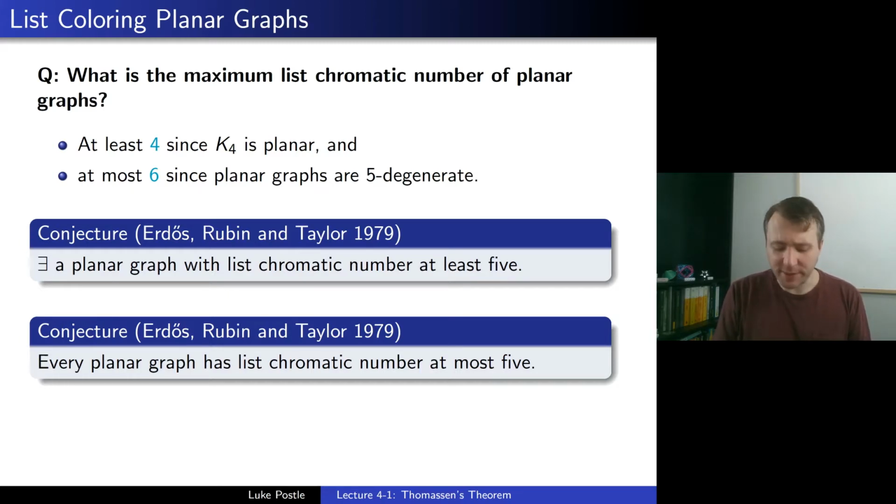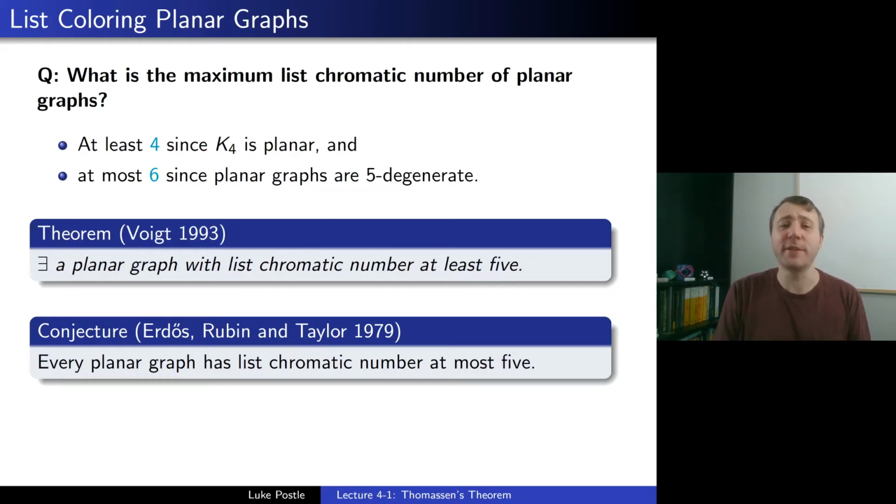They remained open throughout the 80s until the early 1990s, when Margit Voigt showed that there actually exists a planar graph with list chromatic number at least 5. She constructed one on a couple hundred vertices. I won't show it to you, but it uses smaller gadgets, smaller graphs that you glue together in ways that force it to not have a list coloring from the prescribed lists. This answered the first of the conjectures of Erdős, Rubin, and Taylor in 1993.